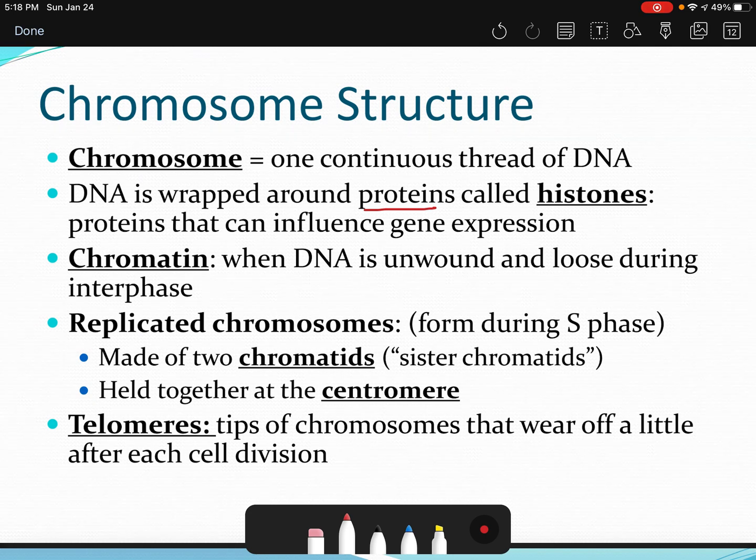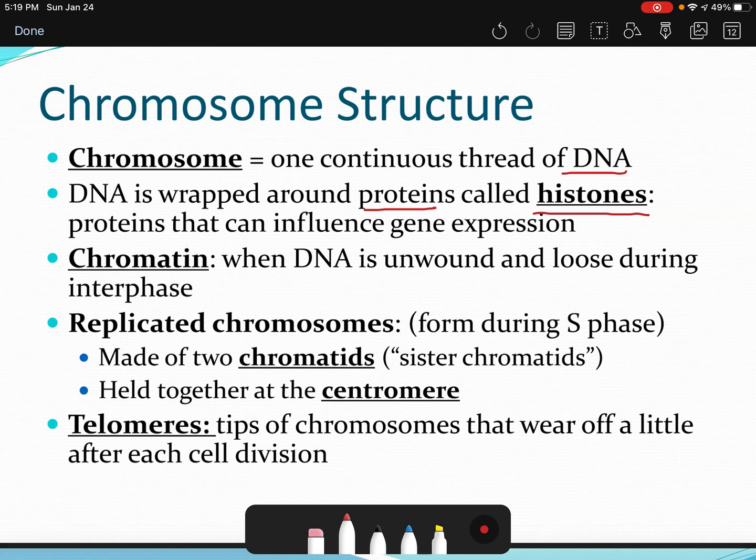Those proteins, if they're wound up really tightly, will maybe prevent a certain gene from being expressed so that protein doesn't get made. But then sometimes if it gets unwound and loosened up and that histone moves away from the DNA, then that particular section of DNA does get expressed, transcribed and translated into a protein. So we have to know that chromosomes are made up of DNA, but also histone proteins as well.